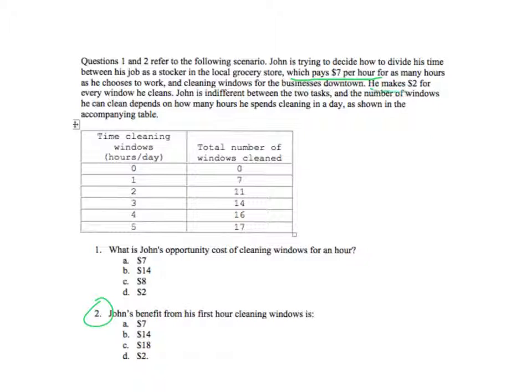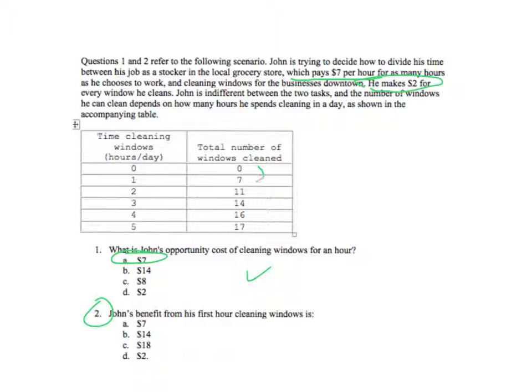Then he makes $2 for every window he cleans. All of you, or at least all the teams, got this: the opportunity cost of cleaning windows for an hour is the $7, so good job. But some teams missed the second one. John's benefit from his first hour cleaning windows is 7, 14, 18, or 2.